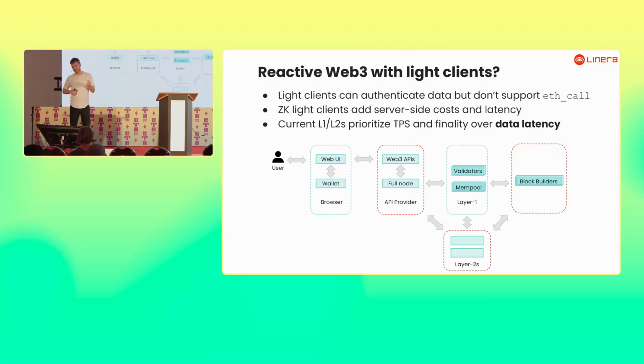What nobody is really looking at is the data latency. The time it takes, after the layer 1 has confirmed a transaction, for the API provider to pick up the changes, to index them, to make them available to the other users that didn't initiate the transaction. This is data latency, and this is hurting reactive programming.